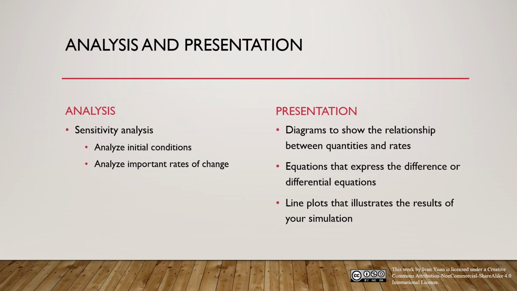Now finally, let's look at how we analyze and present our dynamical systems. The most important form of analysis for dynamical systems is sensitivity analysis. And in sensitivity analysis, we may want to analyze the initial conditions, and we also want to analyze the important rates of change. For example, if something influences this rate in some way, we might want to analyze how this rate's change will influence the result of our dynamical system.